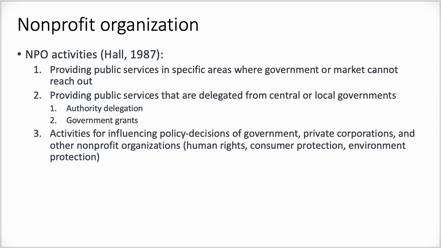So NPOs' activities can be categorized into three types. The first is providing public services in specific areas where government or market cannot reach out. The second is providing public services that are delegated from central or local governments. It can be either through authority delegation or government grants. The third is activities for influencing policy decisions of government, private corporations, and other non-profit organizations that deal with human rights, consumer protection, and environment protection.